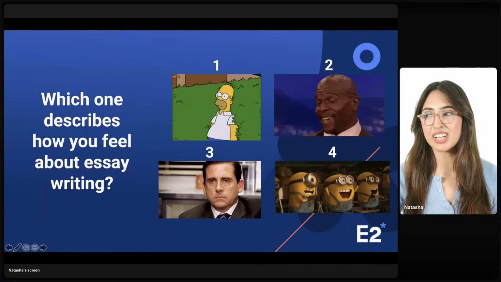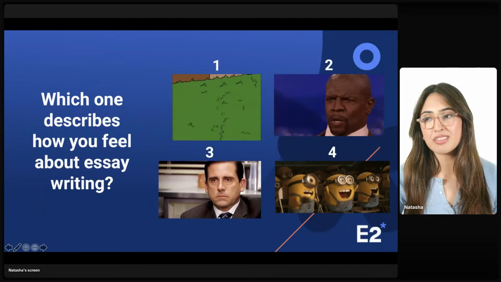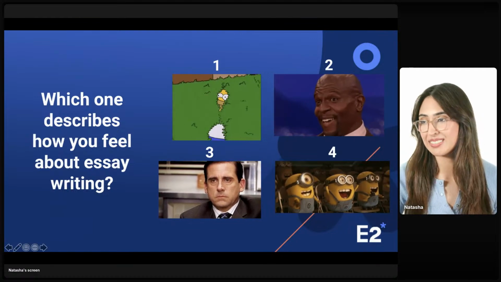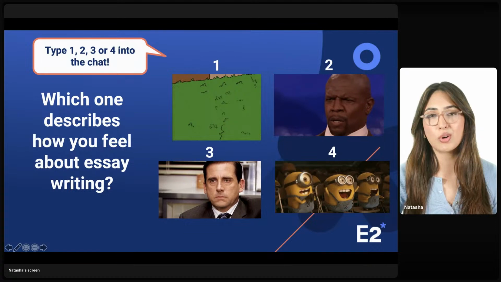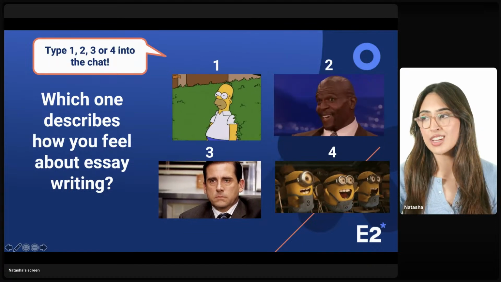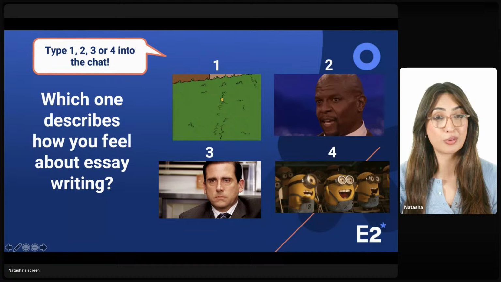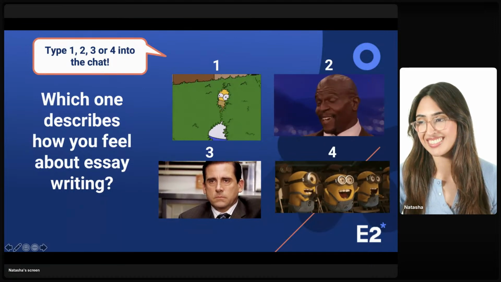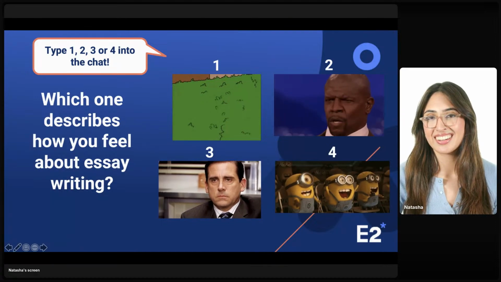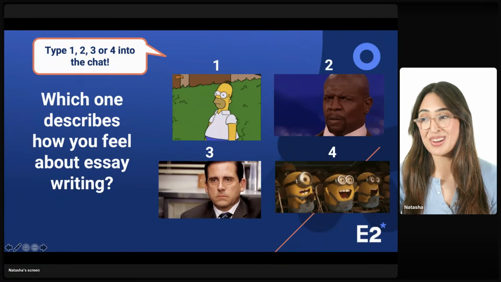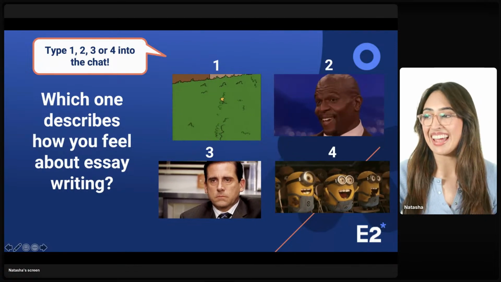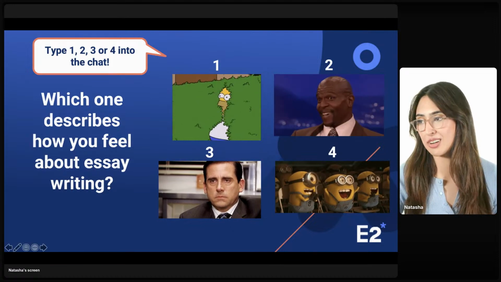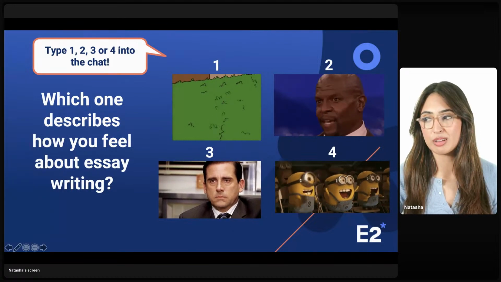Now, have a look at these 4 images. Which one of these describes how you feel about essay writing? Would love to know. Let us know in the live chat. Type 1, 2, or 3, or 4 about how you feel about essay writing. I'm sure a lot of you are feeling a 1 or a 2 or a 3, and I can assure you by the end of this class, you'll be feeling much more like the minions that are in the 4th image there.